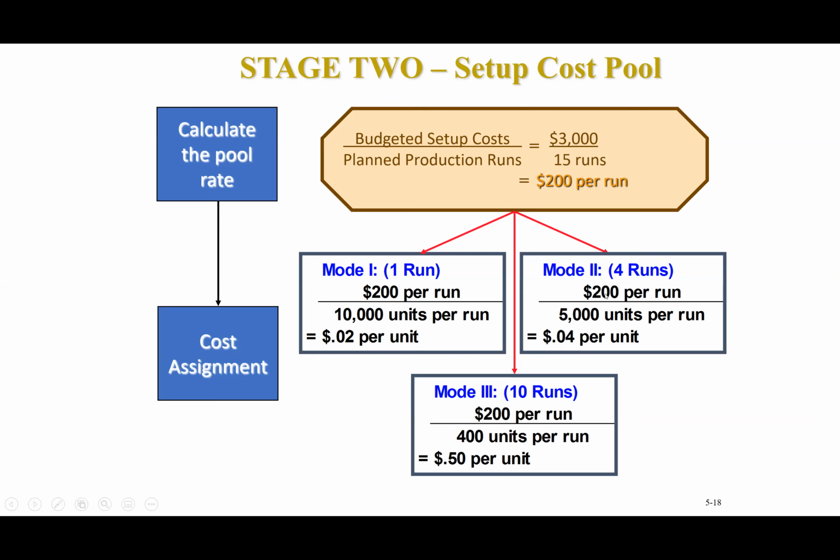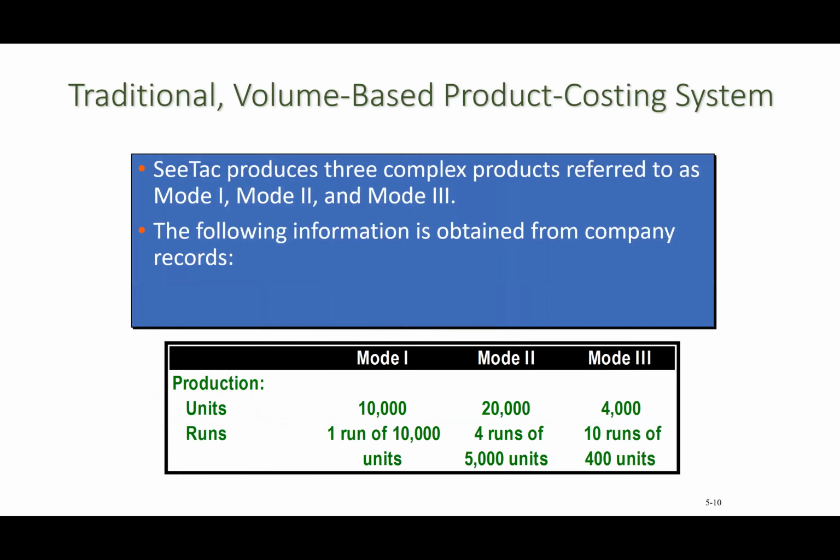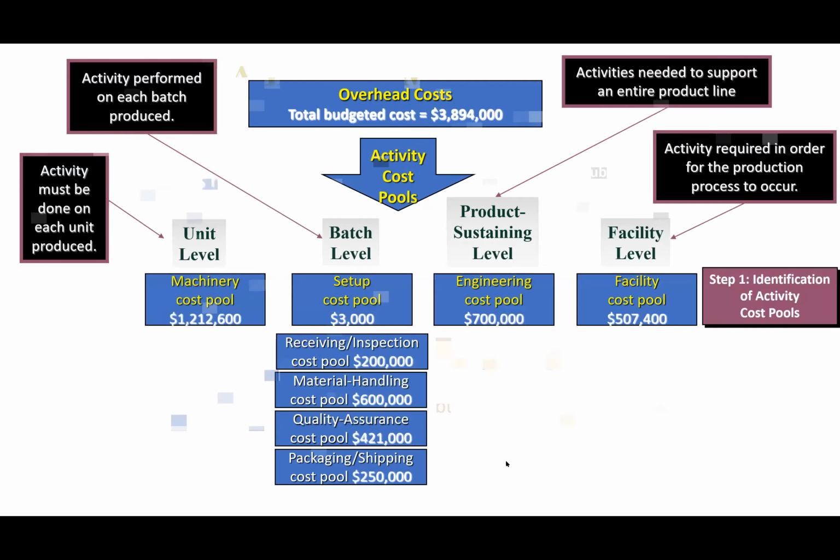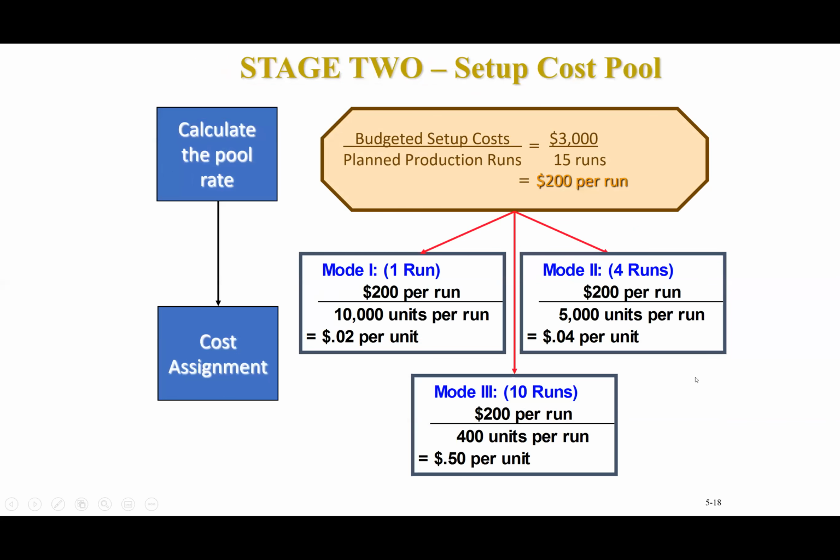All right. And for Model 2, again, it's $200 per run, but each run we only produce 5,000 units. You can see in the previous data, each run we produce 5,000 units. Since each run costs us $200, and in that run for Model 2 we produce 5,000 units, per unit of Model 2 the machine setup cost is $200 per run divided by 5,000 units, which is 4 cents per unit.